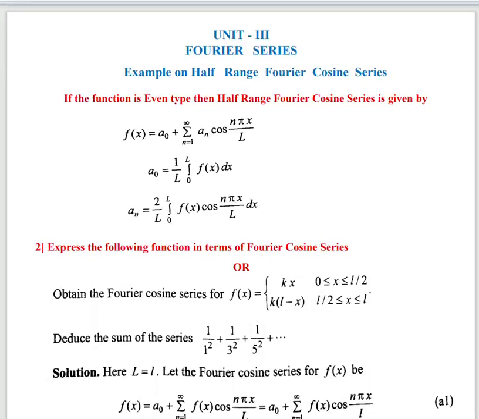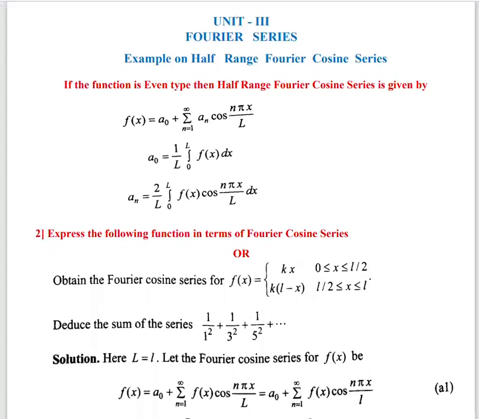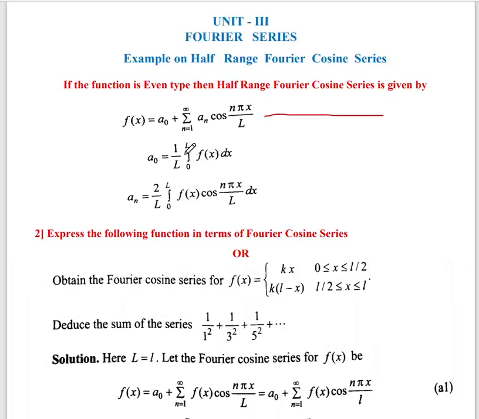Before starting the second problem, I would like to tell you again the simple formulas of the Fourier cosine series. If the function is of even type, then the half-range Fourier cosine series formula is given as f of x equal to a0 plus summation n equal to 1 to infinity a n cos n pi x upon capital L. So we will use this formula to solve the problems. Where a0 is 1 upon capital L integral 0 to capital L f of x dx. So this is the second formula.